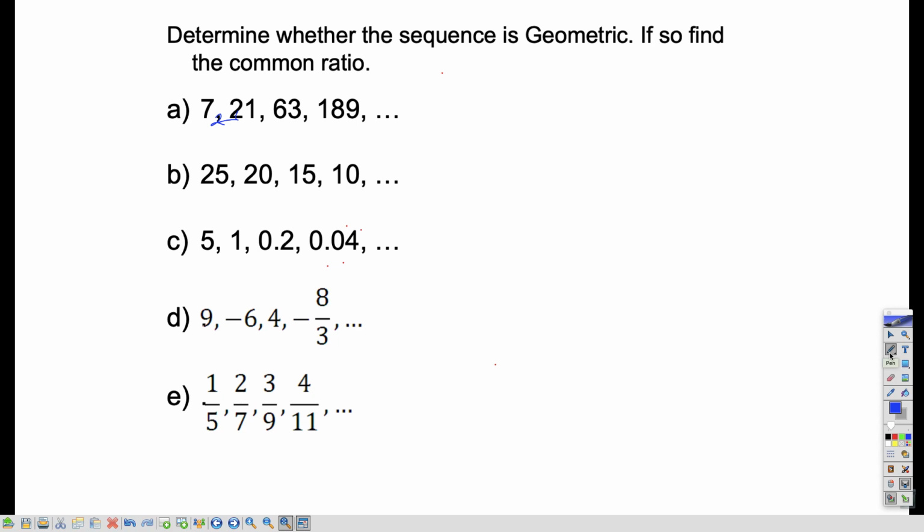Okay, so next one, arithmetic. How do you know? Because it goes down by 5 every time. Down by 5. So it's arithmetic and D equals negative 5. Okay? Next one is geometric.